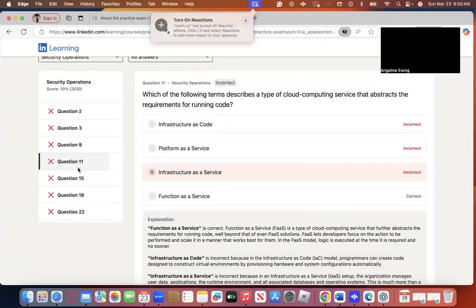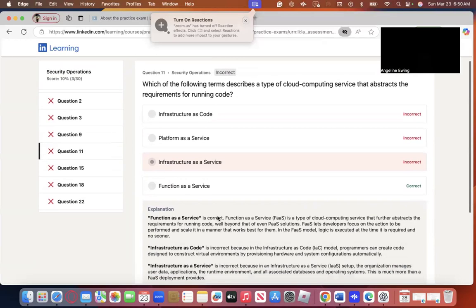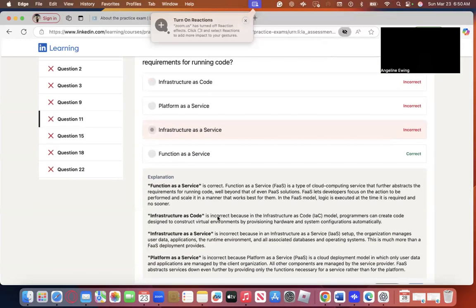Which of the following terms describes a type of cloud computing service that abstracts the requirements for running code? That would be function as a service. Function as a service, FaaS, is a type of cloud computing service that further abstracts the requirements for running code well beyond that of even platform as a service solutions.